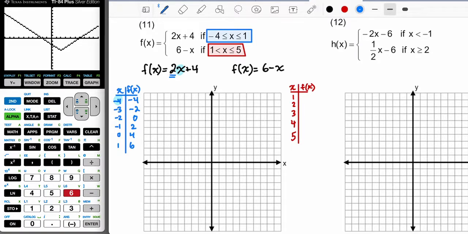You could also type it into a calculator and go to the table of values to get the points, but you know, it's not efficient. Efficiency is what we're looking for.